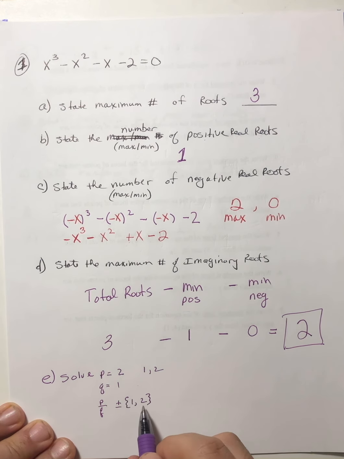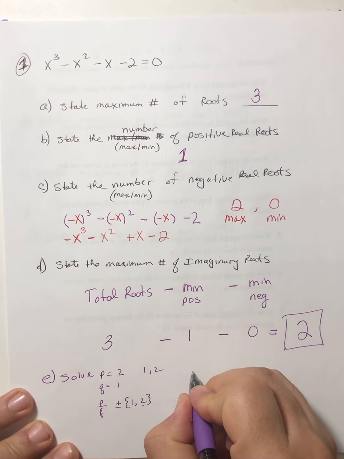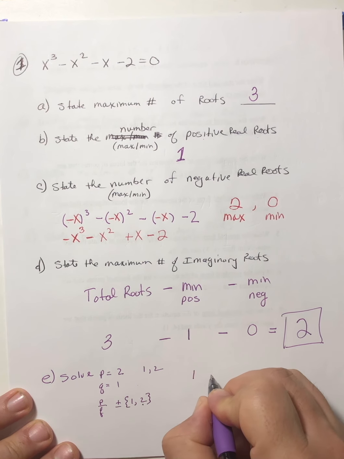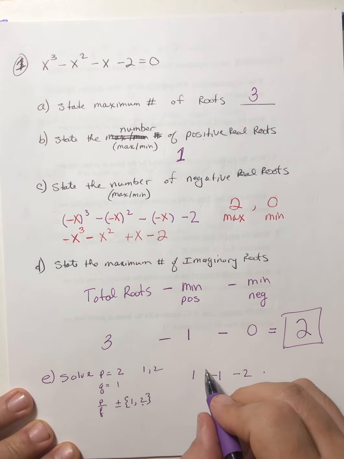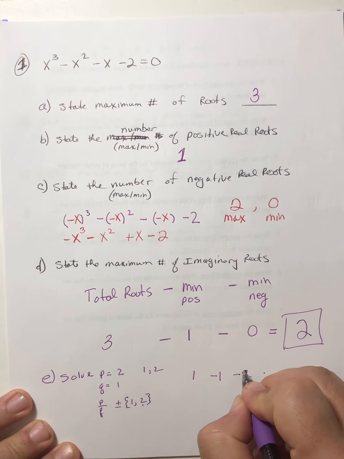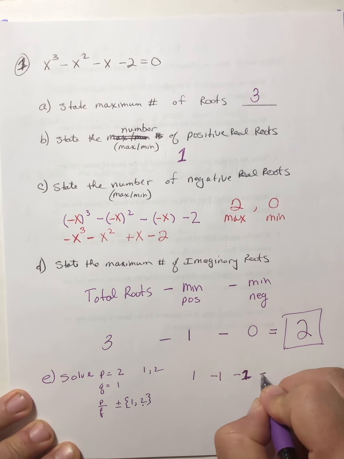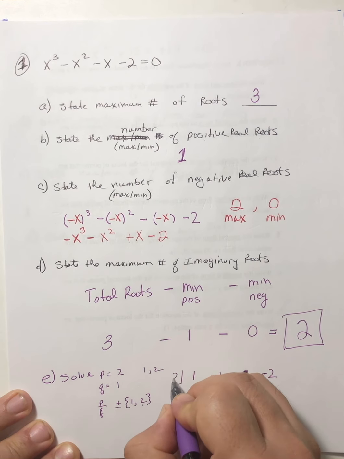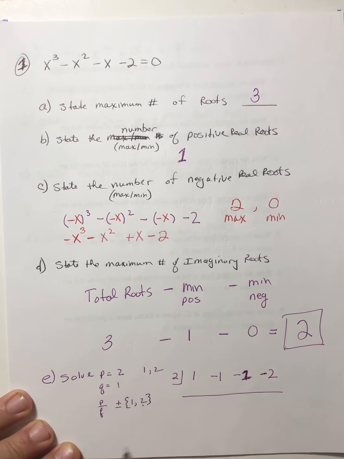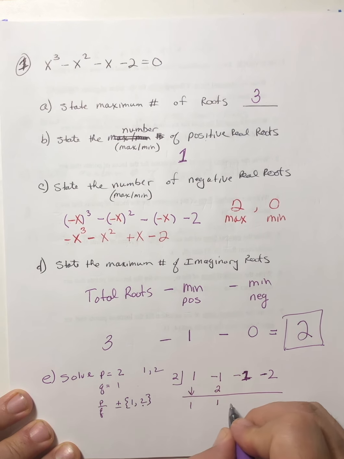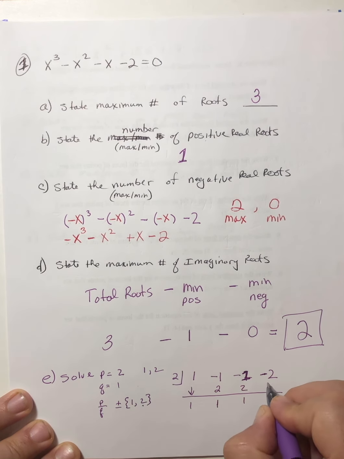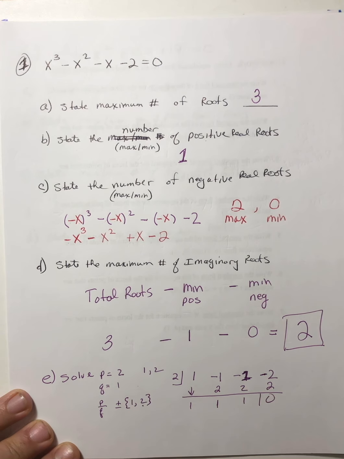So I'm going to guess 2. So I have 1, -1, -2. I'm going to guess 2. Drop the 1. So it's 2, 1, 2, 1, 2, 0. There we go. We knew 2 works. Look at that.